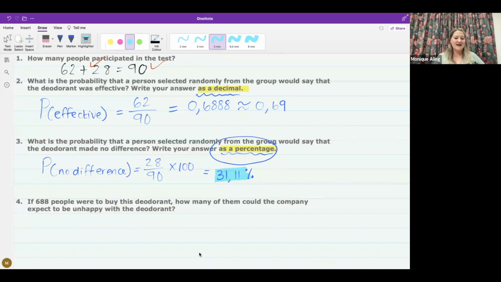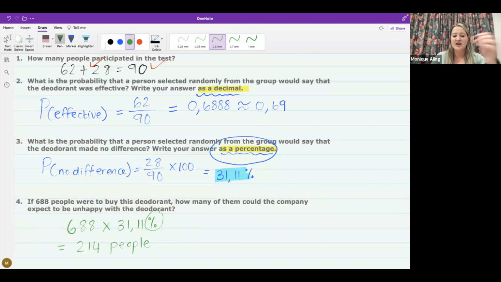Nice, well done. Okay, so all we need to do is take the number of people. We've got an actual number of 688 people times by the 31.11%. We put all of that in our calculator, including the percentage sign, and we get an answer of 214 people. So just based on that little survey and the probability we worked out, the company can expect roughly 214 people to be unhappy based on our calculations with the percentages.